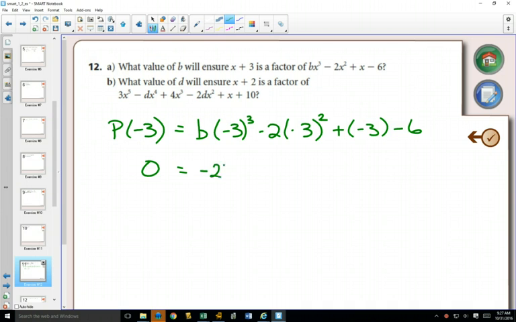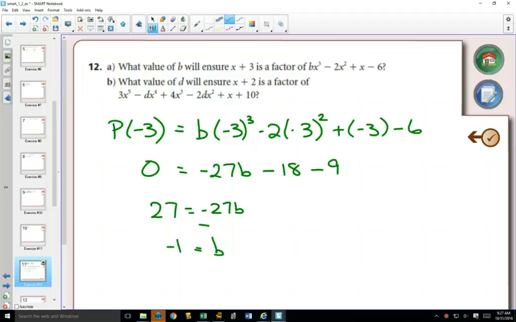So I'm going to get negative 27b minus 18 minus 9. Put those together, solve for b. 27 equals negative 27b, divide by negative 27. And we get b is equal to negative 1. So that's how we could solve this question using our factor theorem and our remainder theorem. Plug in the number, and because we want it to be a factor, we need it to equal 0. And then solving for that gives us b is equal to negative 1.